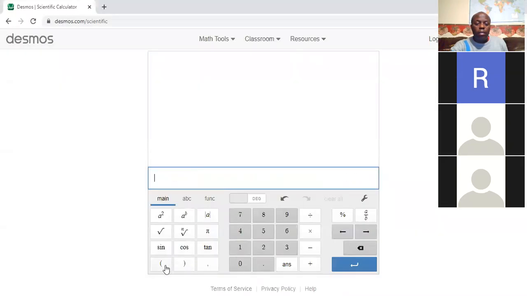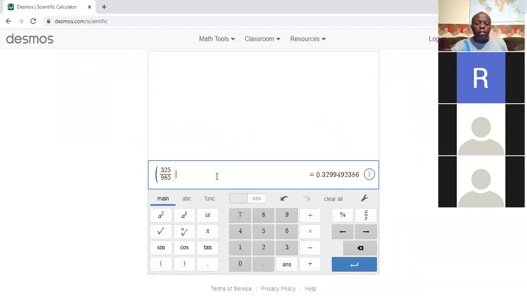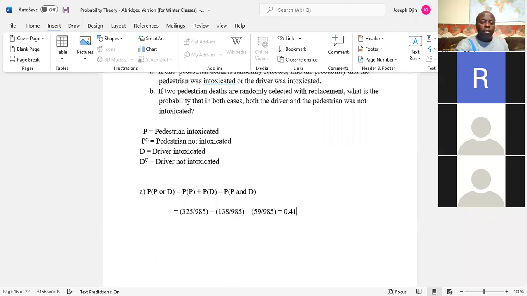So we clear this, and have 325/985 plus 138/985 minus 59/985. It was 0.410. Any question?